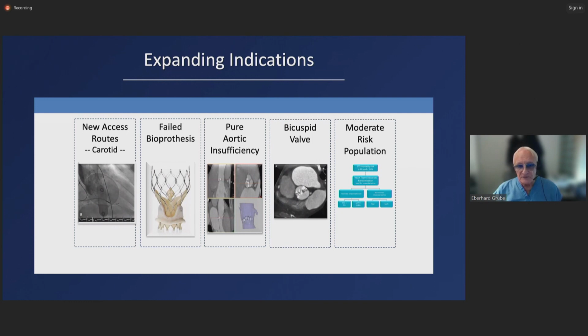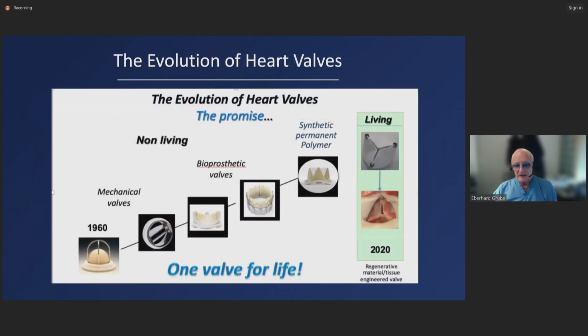As we all know, we are expanding indications. We find new access routes, as an example here, carotid. We're dealing with failed bioprosthesis. Previous speaker pointed that out already, discrepancies between invasive and echo findings on SVD and BHV. We're dealing with pure aortic insufficiency. We have means to do this now. Particularly in Asia, we're dealing with bicuspid valves, and obviously we move into the field of moderate risk aortic stenosis patients. That is the dream, that we have one valve for life. Then we wouldn't have to worry about anything that we are dealing with at this point in time.